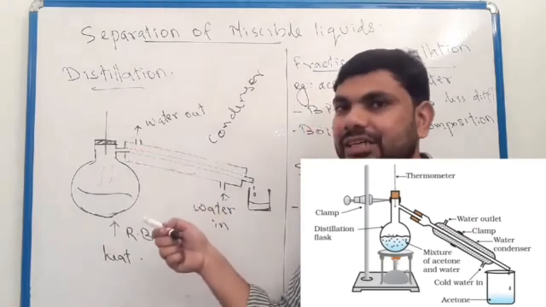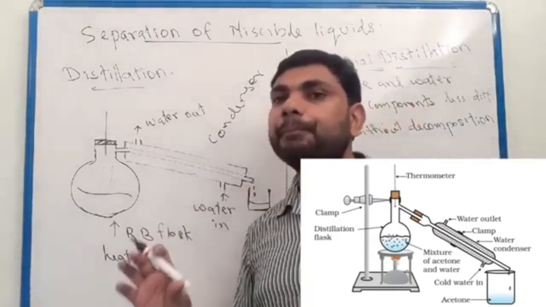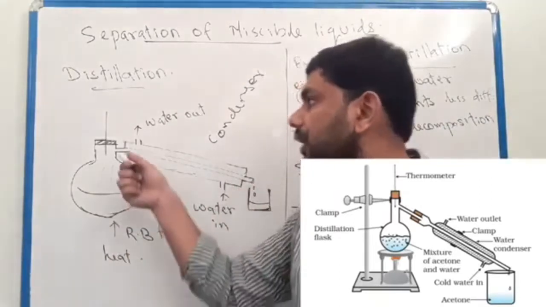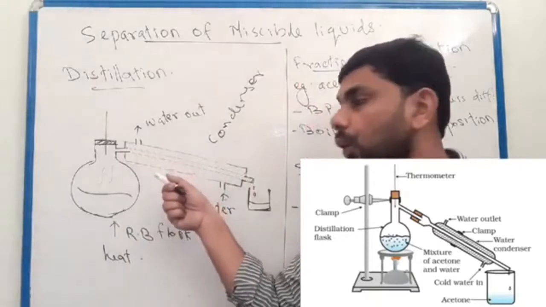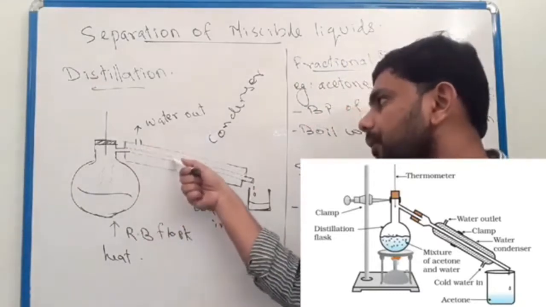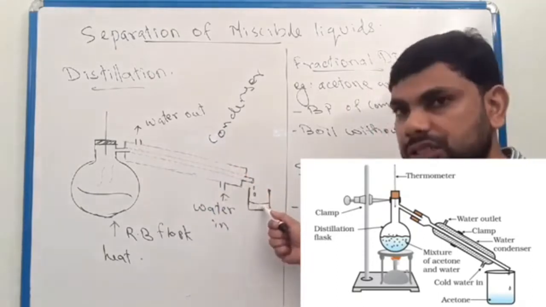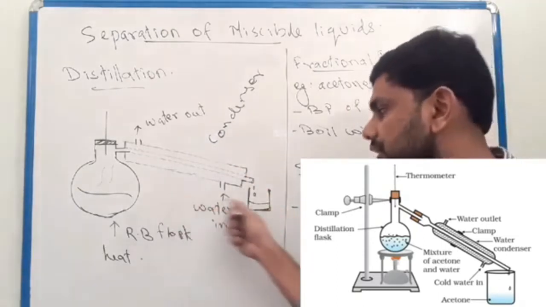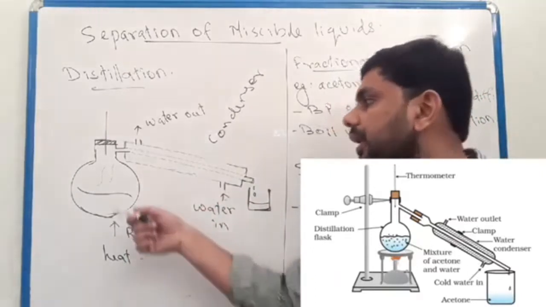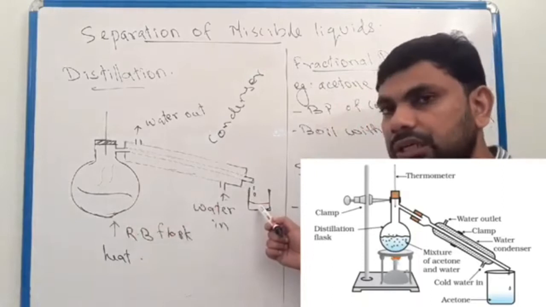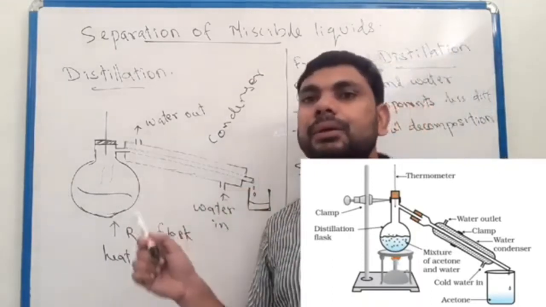enters the condenser. The condenser is a special type of apparatus used for cooling, to cool the vapor. After cooling this vapor, we can change it back into the liquid state. So liquid acetone or liquid alcohol, the component with the low boiling point, will change to liquid state again. This way we can separate miscible liquids.